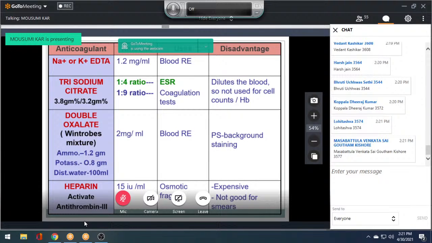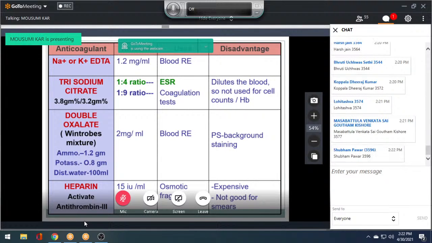So double oxalate is basically ammonium oxalate and potassium oxalate in a ratio of 3:2. So 1.2 plus 0.8, that is 2 mg per ml. Next we have heparin. Heparin tube was what color? It was green color. Heparin will activate antithrombin 3. So basically, it's an inhibitor of thrombin formation. And it is used for osmotic fragility.